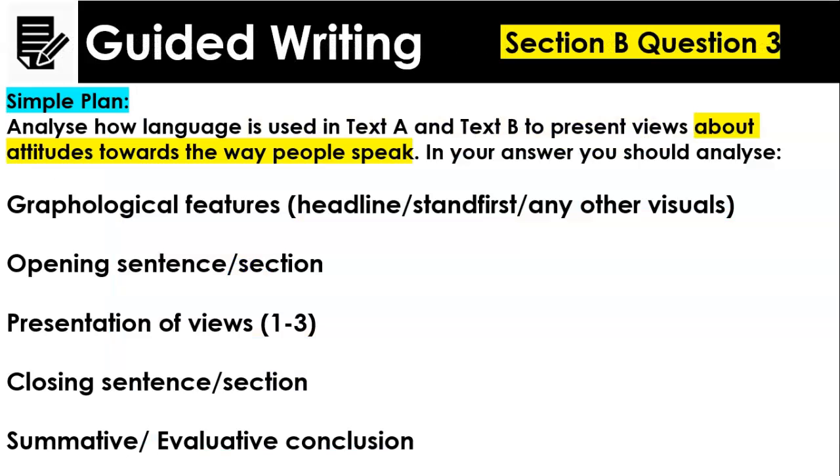So to that end, we've introduced a simple plan that we planned to use to analyze the graphological features of the two texts that we are analyzing. So headlines, stand first, any other visual elements. We are analyzing the opening sentence or section, potentially then analysis of up to 3 viewpoints, 3 points from within each article where they are offering a particular viewpoint. We analyze the closing sentence and section and a summative conclusion. So again, there's a potential here for a 5-paragraph essay as a minimum and up to an 8-section essay as a maximum.